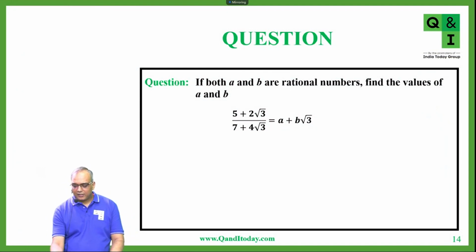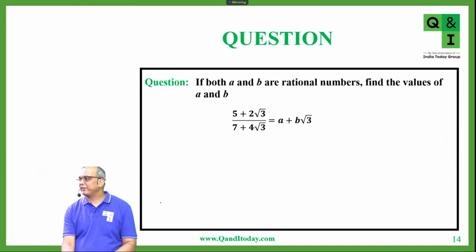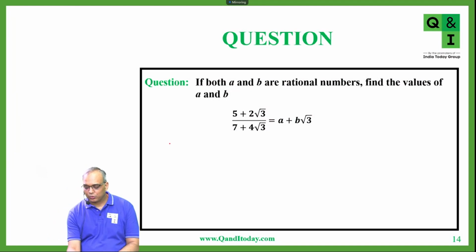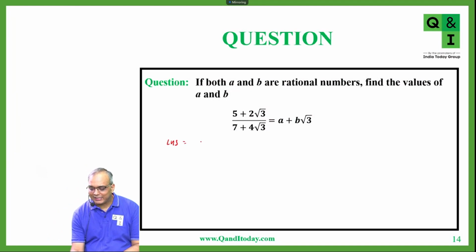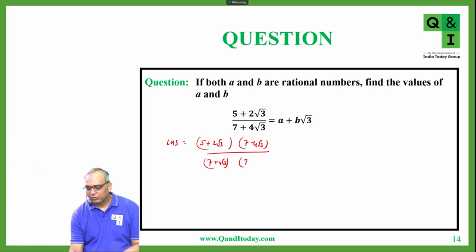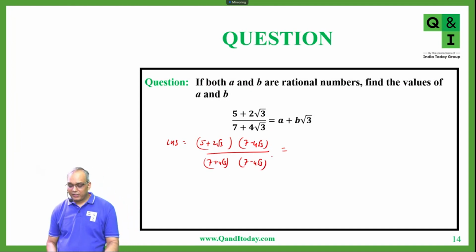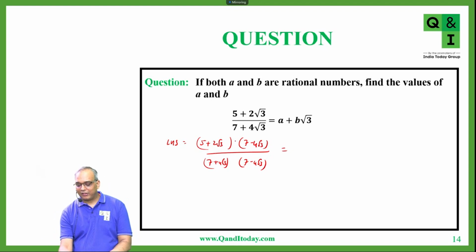So here the conjugate of the denominator 7 plus 4 root 3 is 7 minus 4 root 3. So if we start with LHS, we will multiply both numerator and denominator by the conjugate, that is 7 minus 4 root 3. So once you multiply both numerator and denominator, now here you will multiply one by one. So 5 multiplied by 7, 5 into 7 minus 5 into 4 root 3.